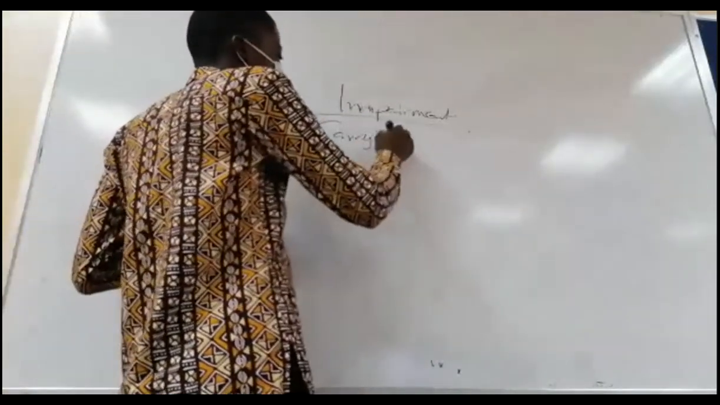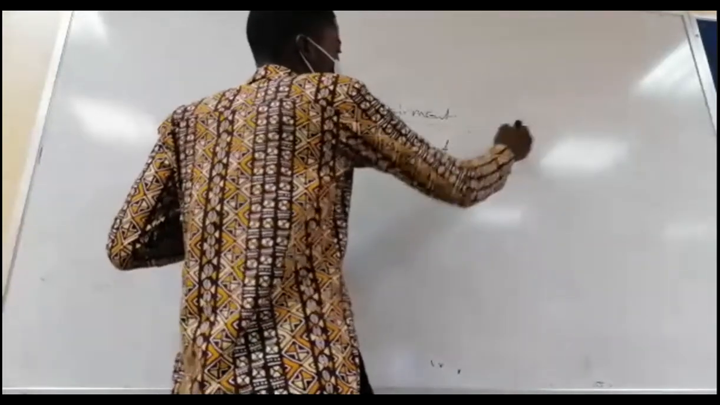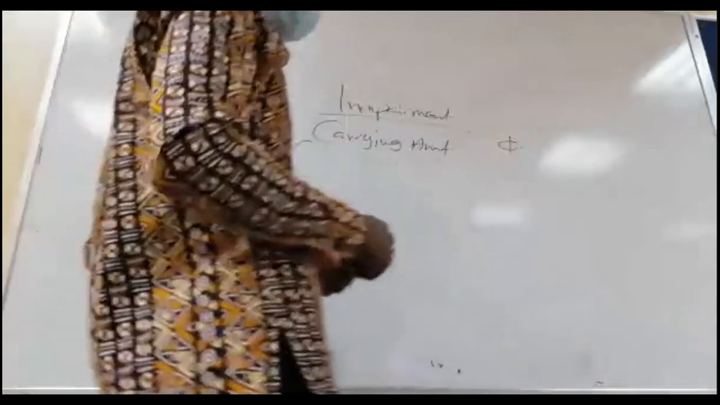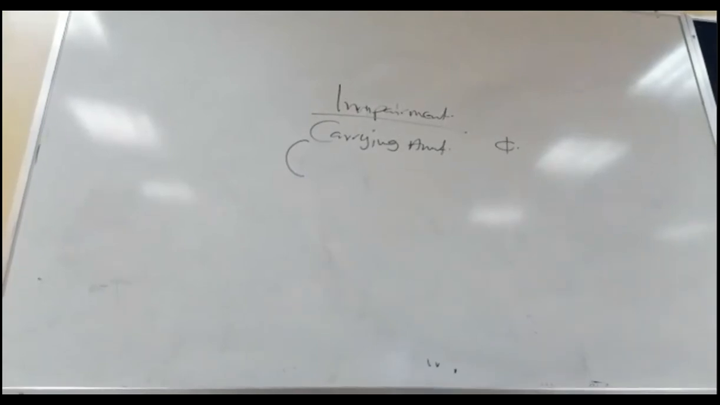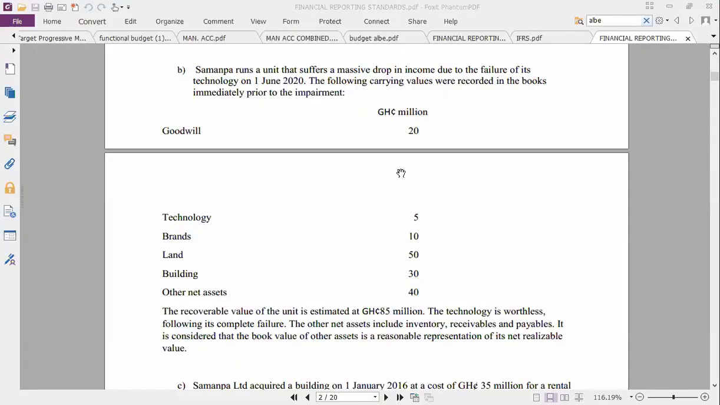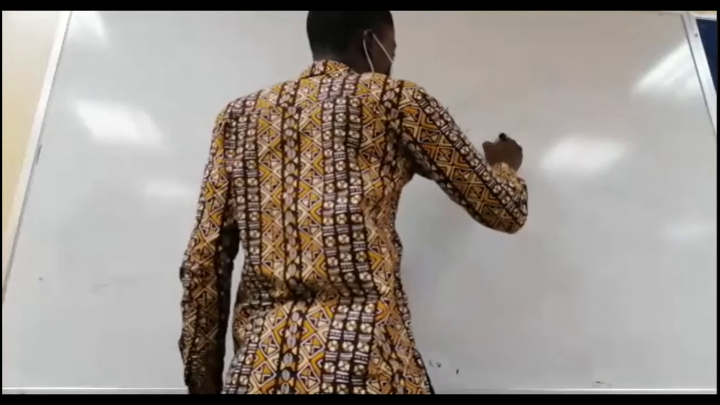So what's the carrying amount? Sum all the assets together to get the carrying amount. So the goodwill 20, technology 5, plus grants of 10, plus land of 50, plus building of 30, plus other assets of 40. That will give us 155. Perfect. So the carrying amount is 155. Therefore, to test for impairment, you need the carrying amount of 155.